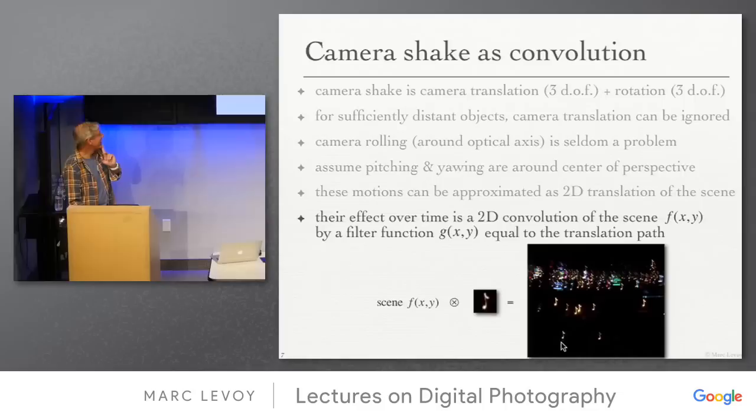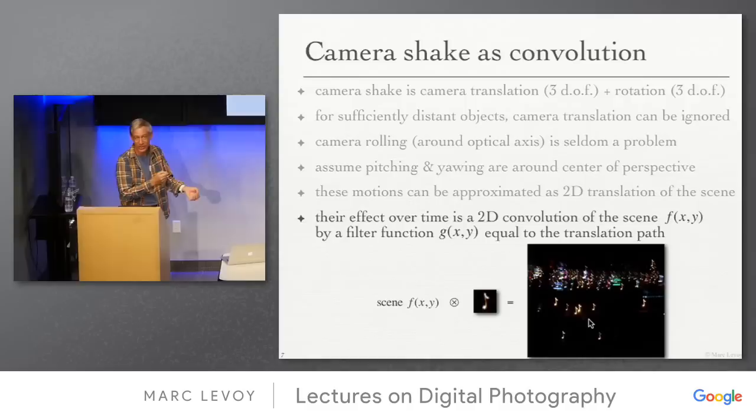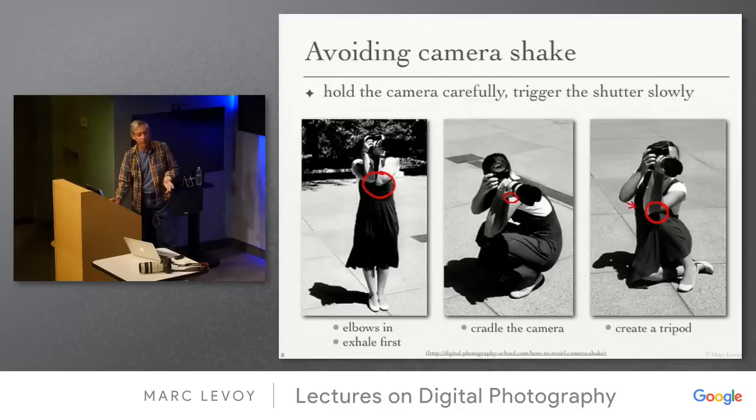Karaoke. Okay, so it looks like convolution. There's a bunch of point light sources, each of which has been replaced by an amplitude-scaled copy of the filter function, the way I described convolution. Okay, so, avoiding camera shake.